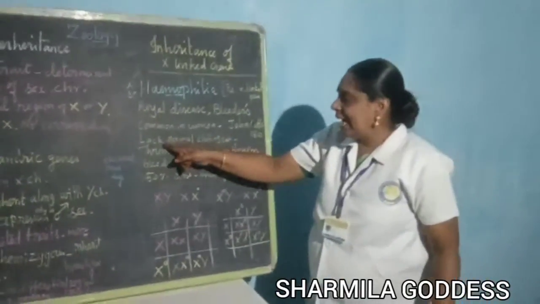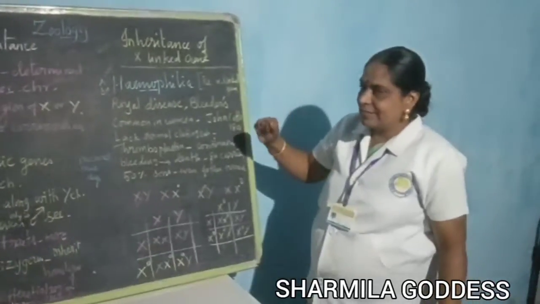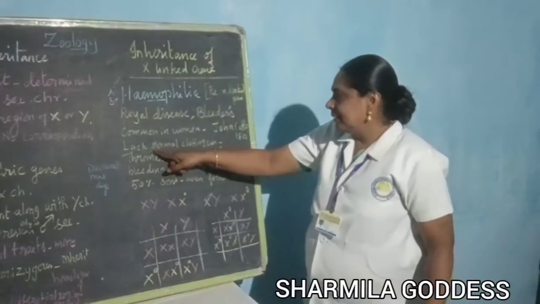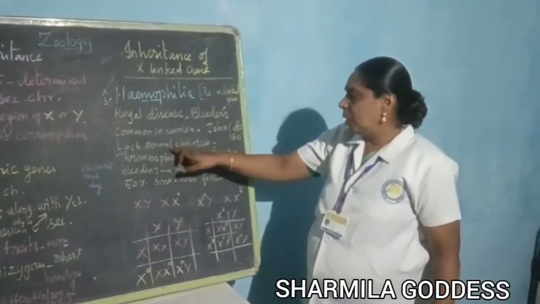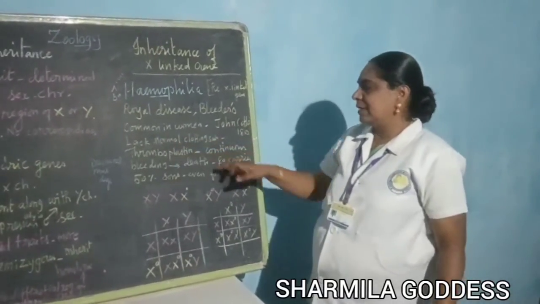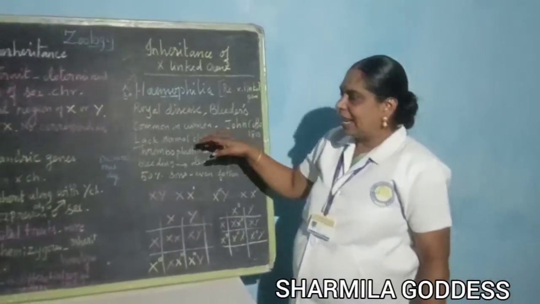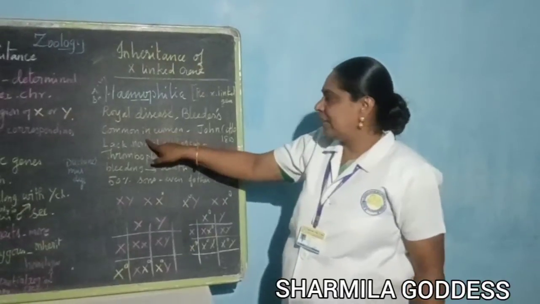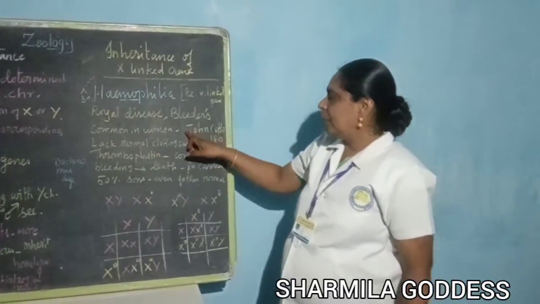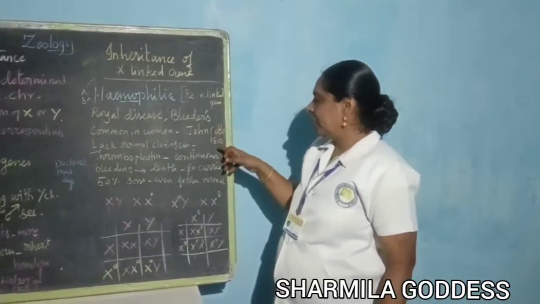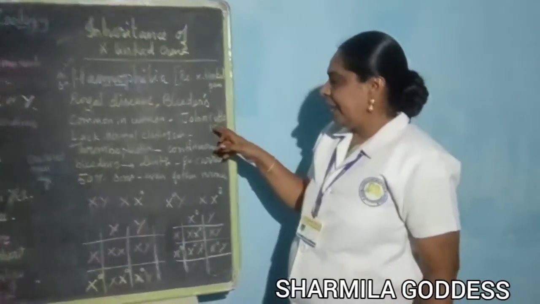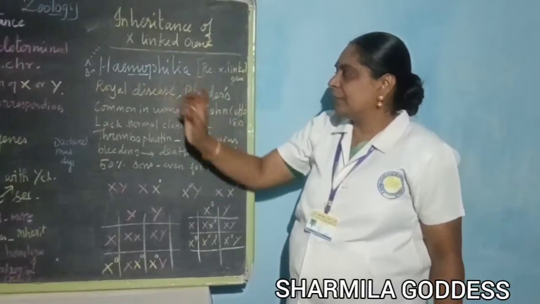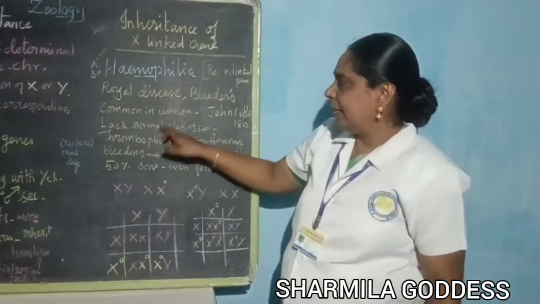They lack the normal clotting substance thromboplastin. Here it is mostly said that hemophilia is common in women. It was reported by John Cato in 1803. In 1803, John Cato first reported about hemophilia. It is more common in women.